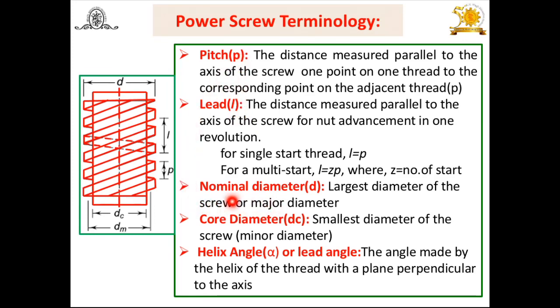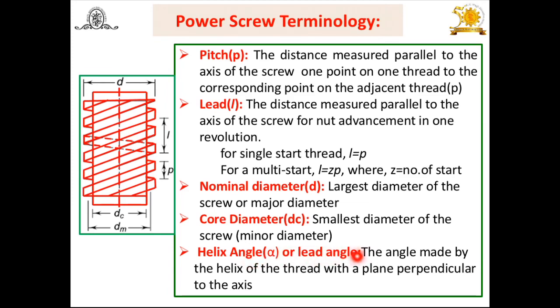Then nominal diameter. What do you mean by nominal diameter? Look at this. It is the outer diameter or major diameter. So the largest diameter of the screw, or major diameter, is known as the nominal diameter, denoted by small d. Then another term is the core diameter, denoted by dc. It is the smallest diameter or minor diameter. Capital D, outer diameter, means major diameter. And there is another term, dm, the mean diameter, which is d plus dc by 2. In between small d and dc you get the mean diameter.